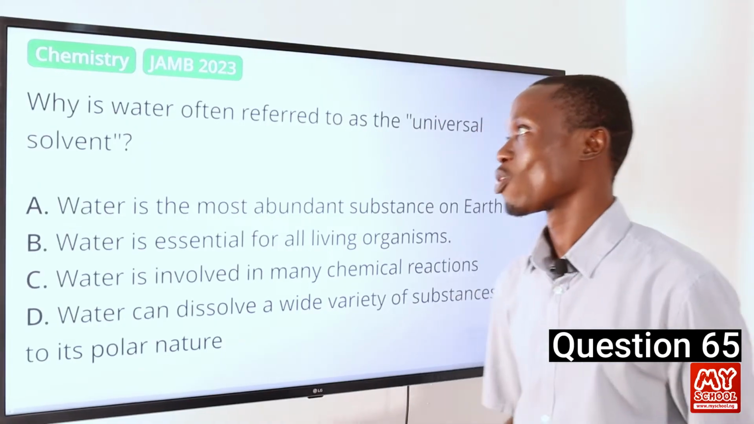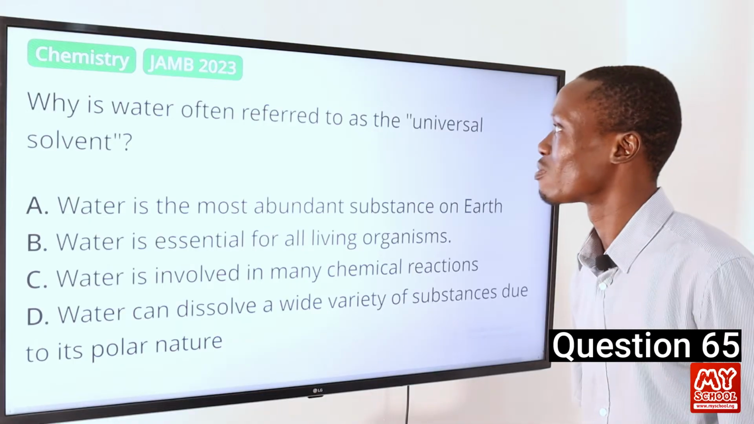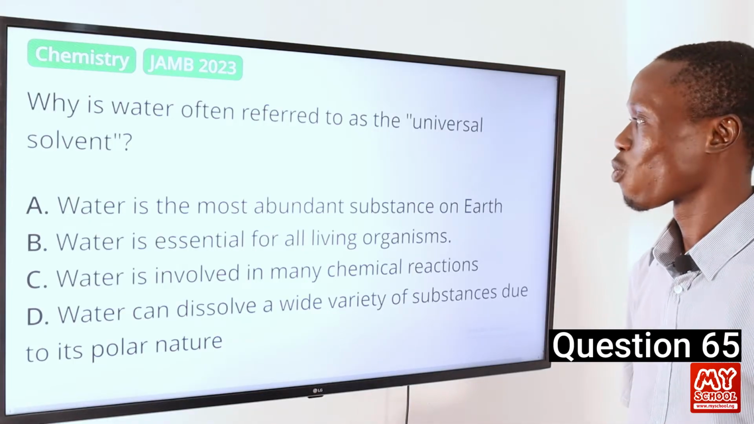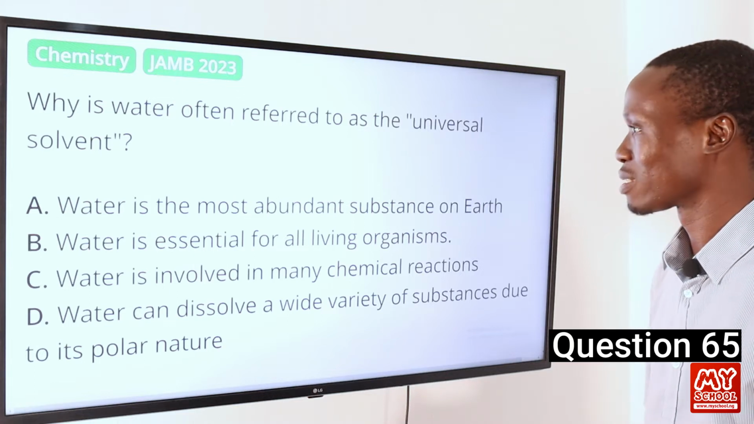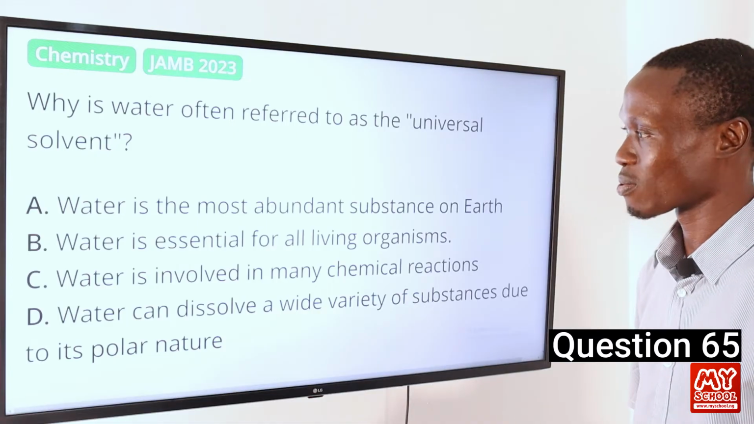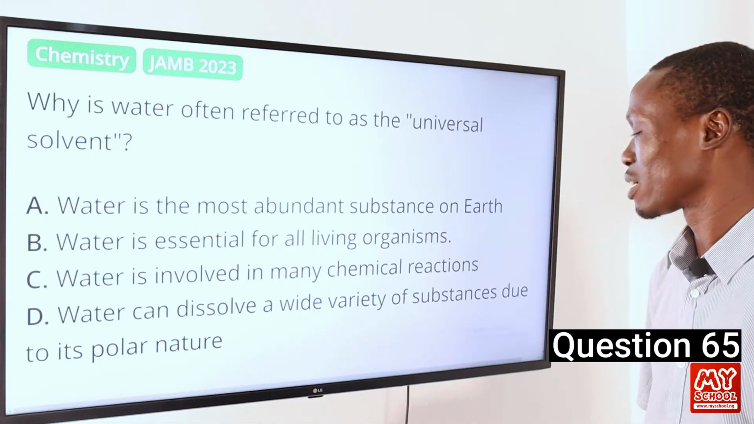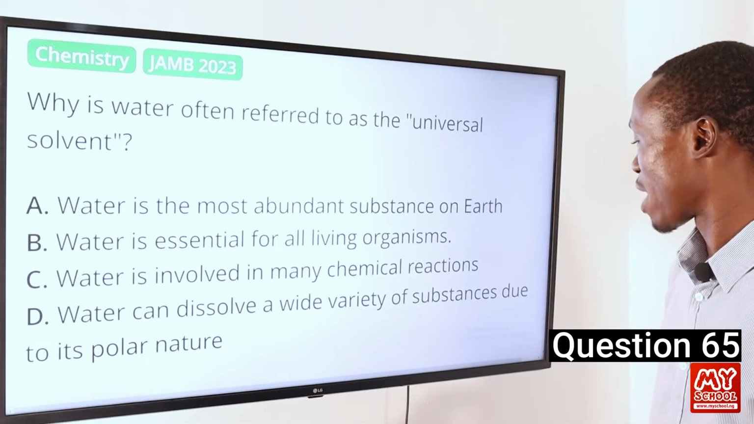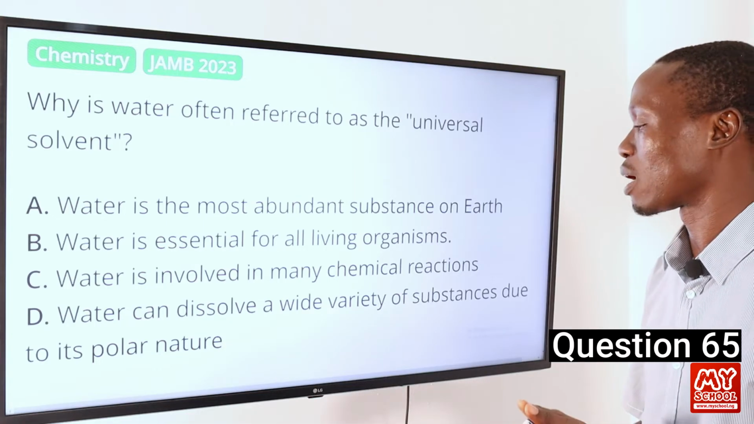Question 65. Why is water often referred to as the universal solvent? So A, we have water is the most abundant substance on earth. Option B, we have water is essential for all living organisms. Option C, water is involved in many chemical reactions. While option D, water can dissolve a wide variety of substances due to its polar nature.